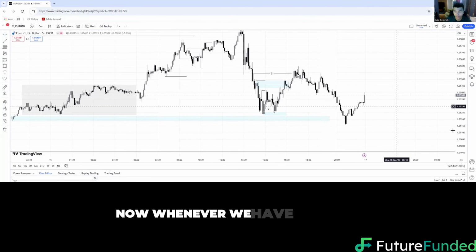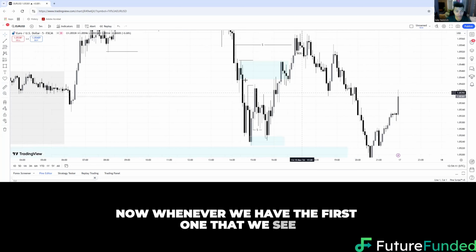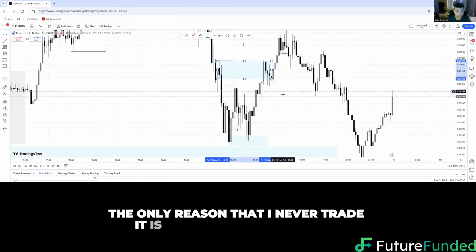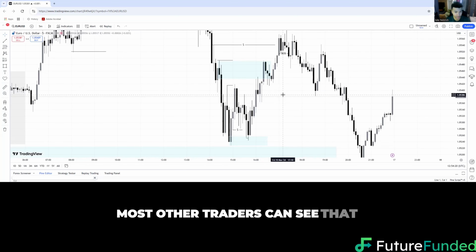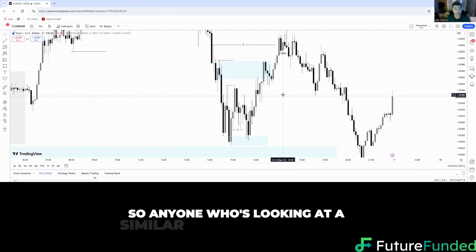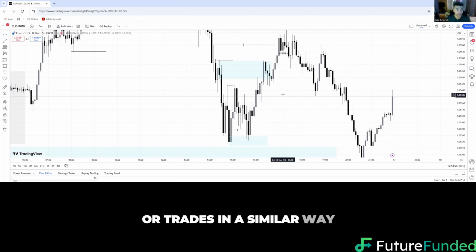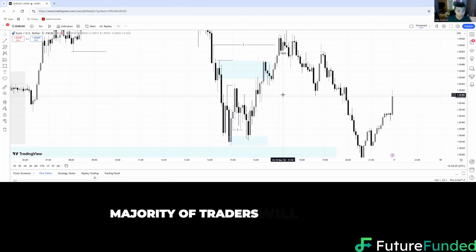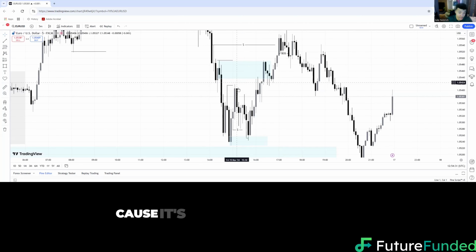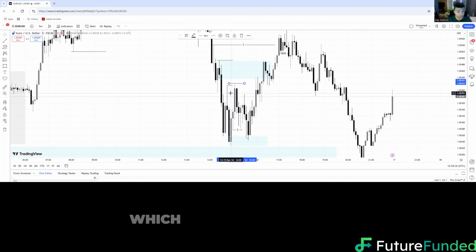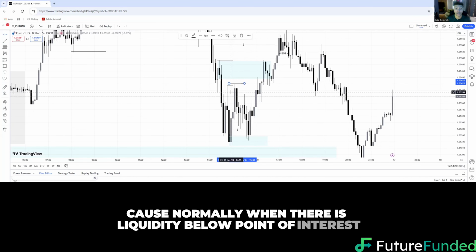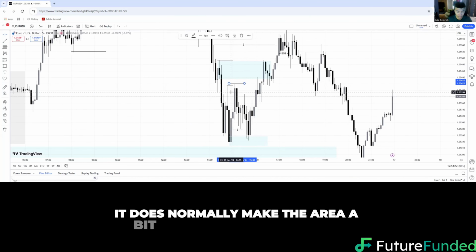Now, whenever we have the first one that we see, I'd say that the only reason that I never trade it is because if I can see that, most other traders can see that. Okay, so anyone who's looking at a similar-ish type strategy to me or trades in a similar way, majority of traders will focus on this first point of interest because it's the first area that you see, and there's a bit of liquidity just below it as well, which makes it even nicer, because normally when there is liquidity below a point of interest, it does normally make the area a bit more powerful.